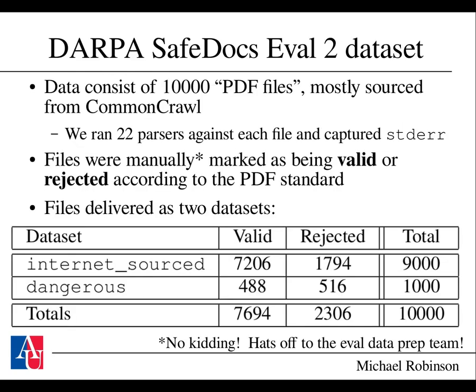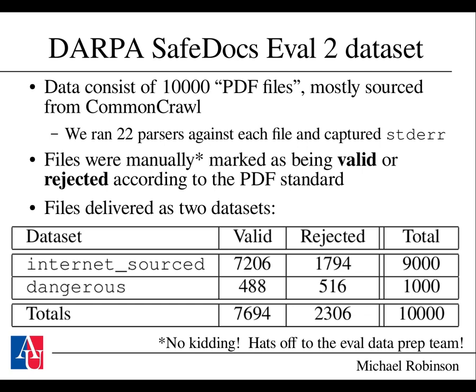In this talk, I'm going to focus mostly on a specially curated data set for the DARPA SafeDocs Evaluation 2 exercise. It consists of 10,000 PDF files, which were mostly sourced from Common Crawl, although some of them were not. They were modified by the test and evaluation team. Our team ran 22 different parsers against each file. So that's 22 parsers against 10,000 files, a lot of runs.